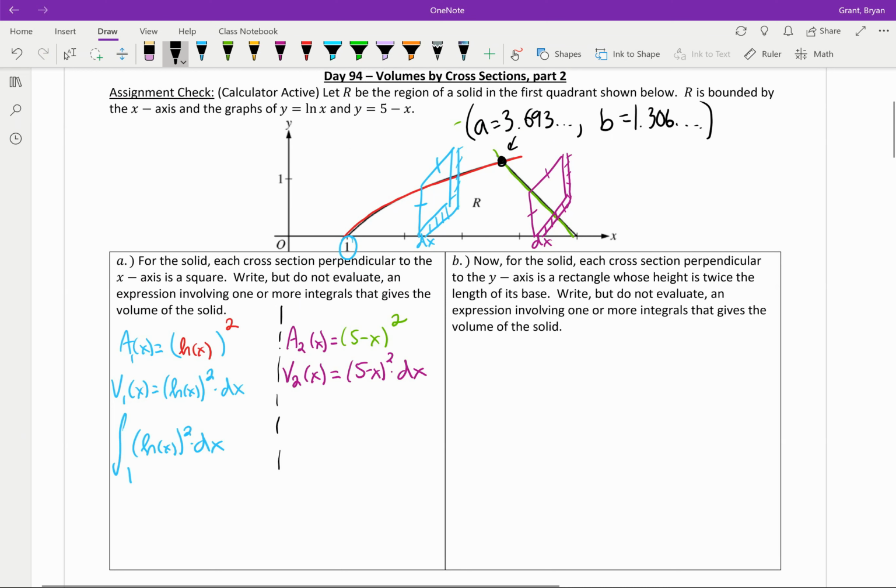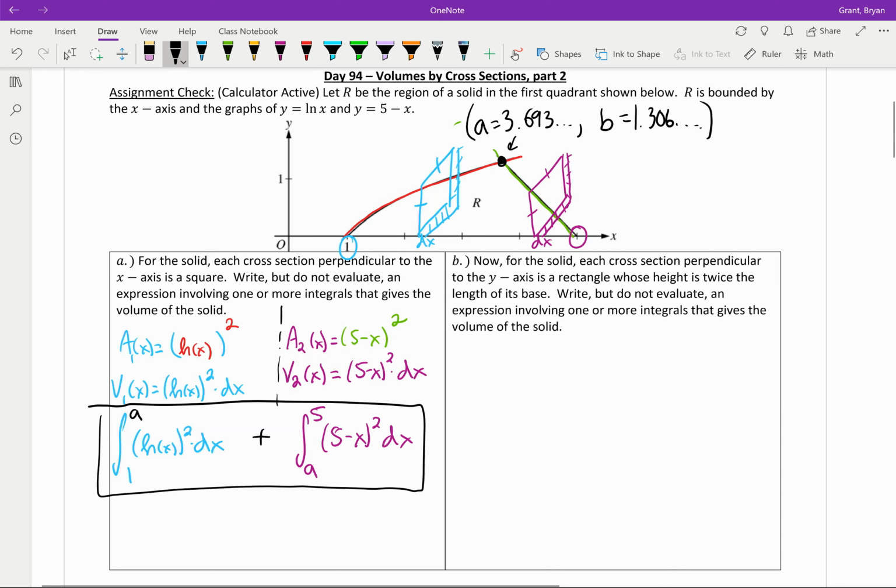So I'm going to integrate or sum up all of my blue squares from 1 to a. And then I'm also going to need to integrate all of my purple squares from what to what? Well, definitely starting at a and ending up over here. 1, 2, 3, 4, 5. 5 makes sense. 5 minus 5 is 0. A to 5. And they wanted the total volume. Well, let's just get real lazy here and put a plus in between. We're going to add up all the volumes, and I think we're done.